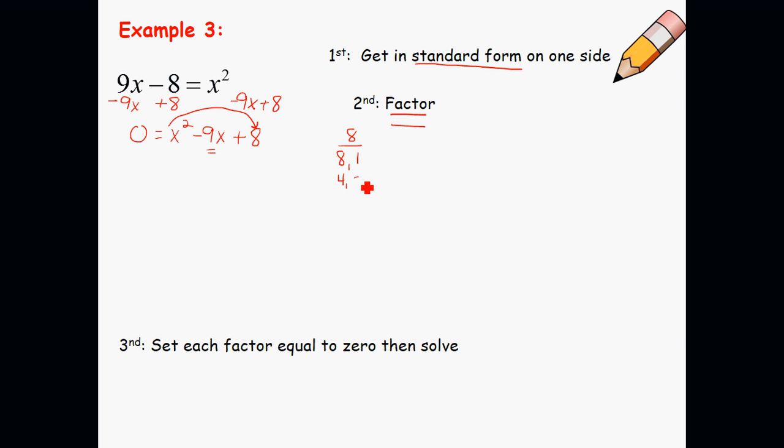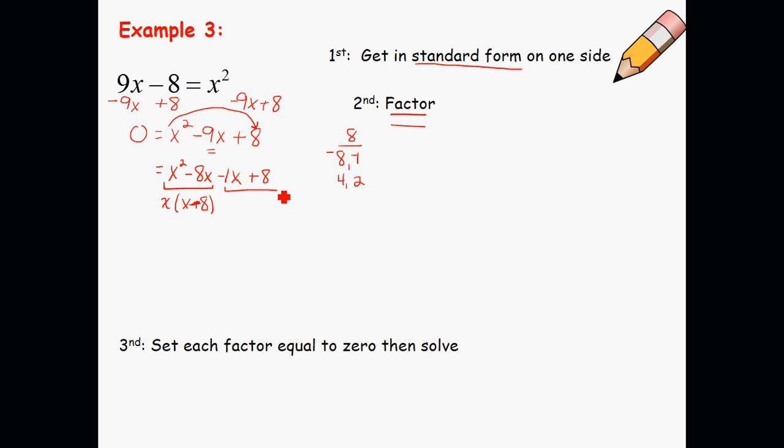It can be 4 and 2. But in order to add to make negative 9, what if these were both negative? They would still multiply to make 8, and they would add to make negative 9. So we're okay there. So I'd rewrite this as x squared minus 8x minus 1x plus 8. And I can go ahead and group now. What can I take out of these two? I can divide out the x, leaving me with x minus 8.